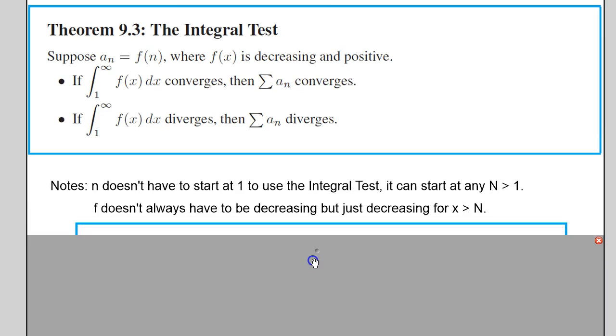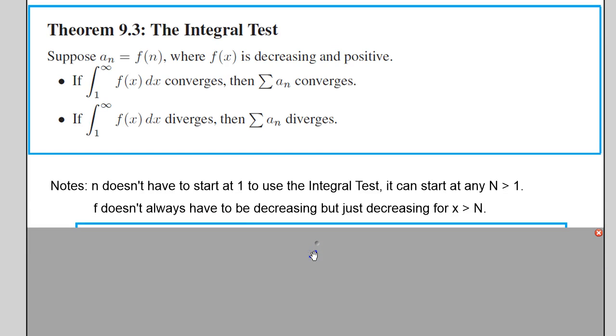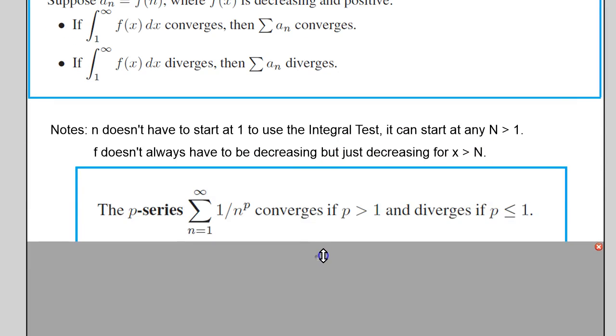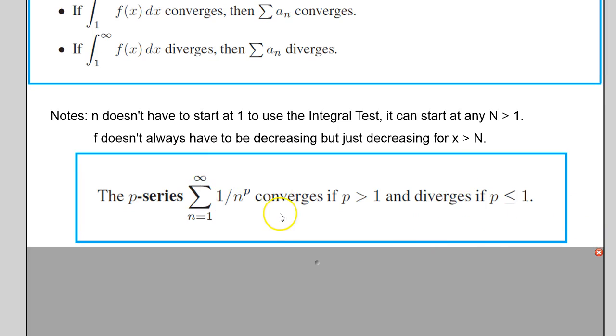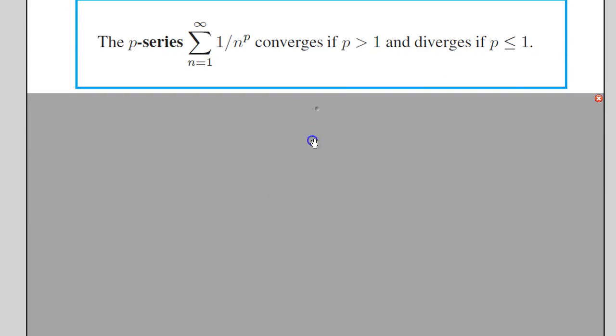Just a few reminders: n doesn't have to start at 1. We can let n be equal to any number bigger than 1. The function doesn't have to be decreasing always, but as long as it's decreasing for any x bigger than that n value. And also FYI, we call this a p series, so 1 over n to the p converges as long as p is greater than 1, and it diverges if p is less than or equal to 1. And there's a proof later on in the book.